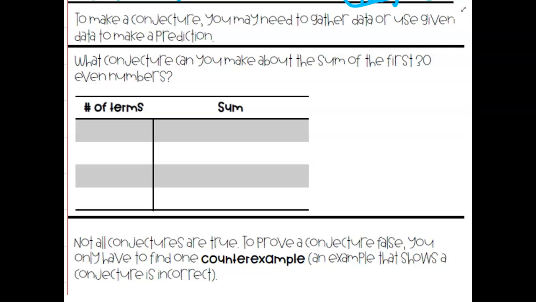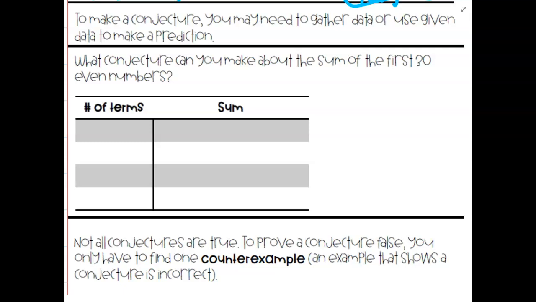But the point here is we're making a guess. We don't want to actually do it. We want to look at a pattern and say, okay, well, maybe I don't want to list out the first 30 even numbers, but maybe we start by listing out the first even number, and then 2 even numbers, and 3 even numbers, and 4 even numbers, and see if maybe there's a pattern. So that's exactly what we're going to do here.